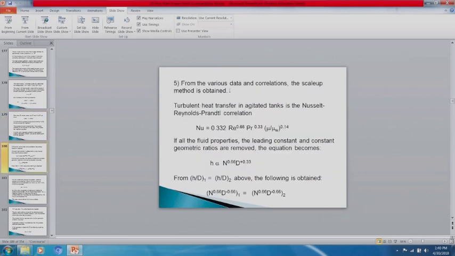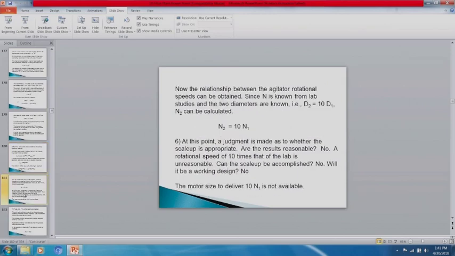When we do that, we go to the heat transfer correlations, which we've seen before, and remove all leading constants, geometric ratios, and fluid properties. We find that the rotational speed at scale 2 is 10 times the rotational speed at scale 1. That's not possible. Scale up. Now we've got to check with judgment to see if it's possible.